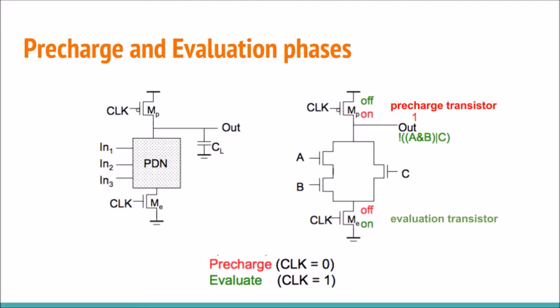First, it's important to define that the PMOS transistor governed by the clock signal is called the pre-charge transistor, and the NMOS transistor also governed by the clock signal is called the evaluation transistor. When we are in the pre-charge phase, the pre-charge transistor is on and the evaluation one is off, and during the evaluation phase, the state of the transistors is the opposite.